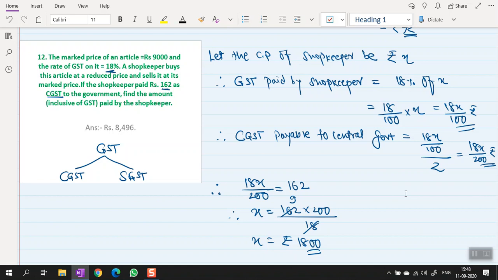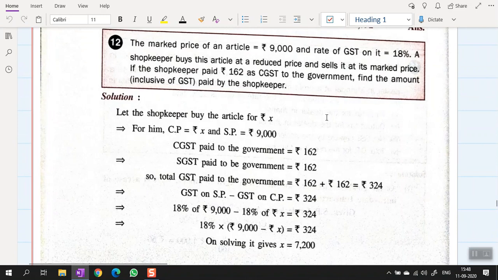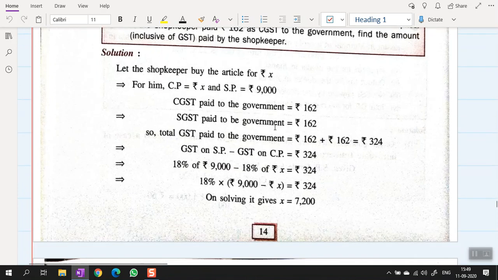So what have they done? Or we did not understand the question properly. I have to check again. The mark price of article is 9,000. The rate of GST is 18%. A shopkeeper buys this article at a reduced price and sells it at its mark price. If the shopkeeper paid rupees 162 as CGST to the government, find the amount inclusive of GST paid to the shopkeeper. Okay, so CGST paid to the government is 162. Yeah, SGST will also be 162 and total GST will be 324. So 18% of.